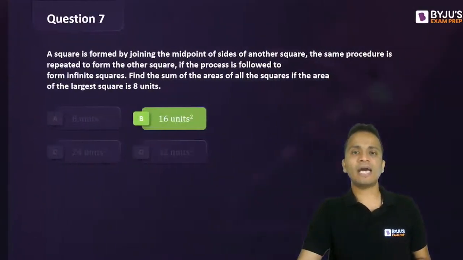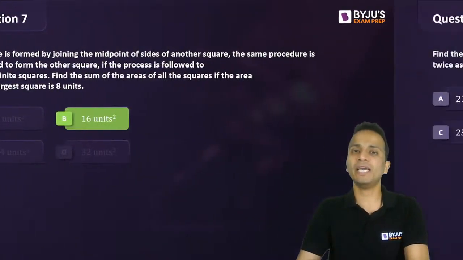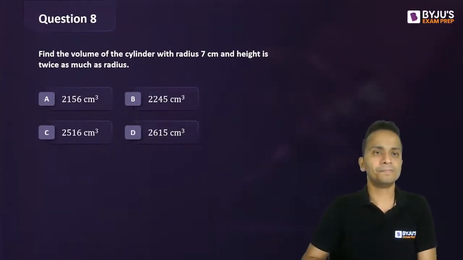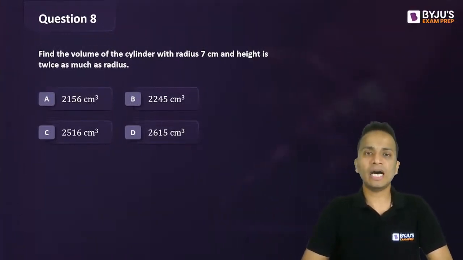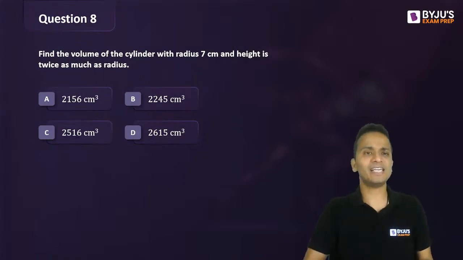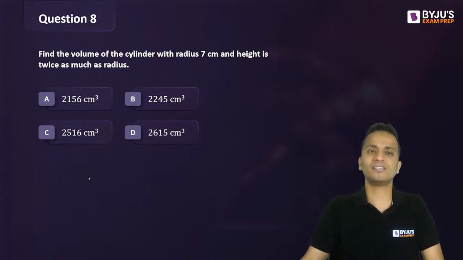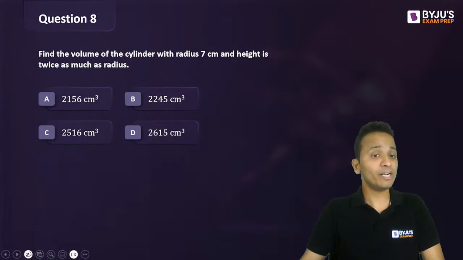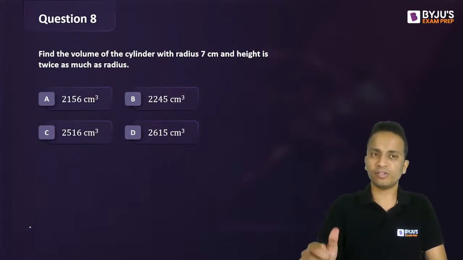Let's move ahead and look at the next question, question number 8. Find the volume of the cylinder with radius 7 and height twice as much as the radius. So the radius is given, you can find out the height and hence the volume of this cylinder, provided you must know the formula of the volume of a cylinder.